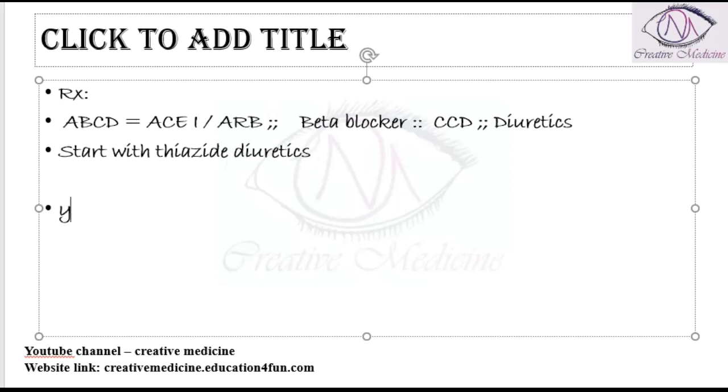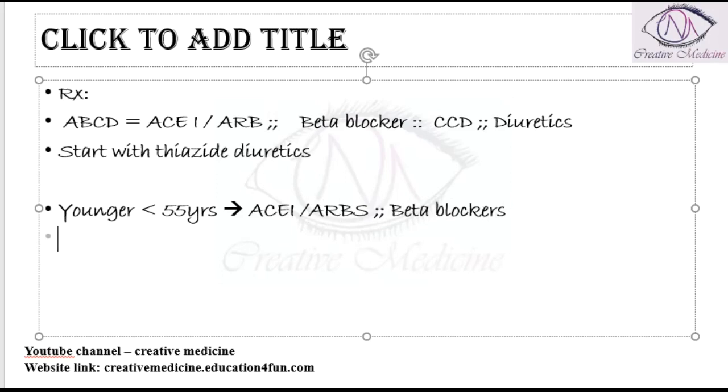In younger patients, that is patients who are less than 55 years, we prefer the ACE inhibitors or ARBs, and beta blockers can also be preferred for patients who are less than 55 years of age. For the older or elderly patients who are more than 55 years of age, we can prefer the calcium channel blockers, and thiazide diuretics are preferred in these patients.